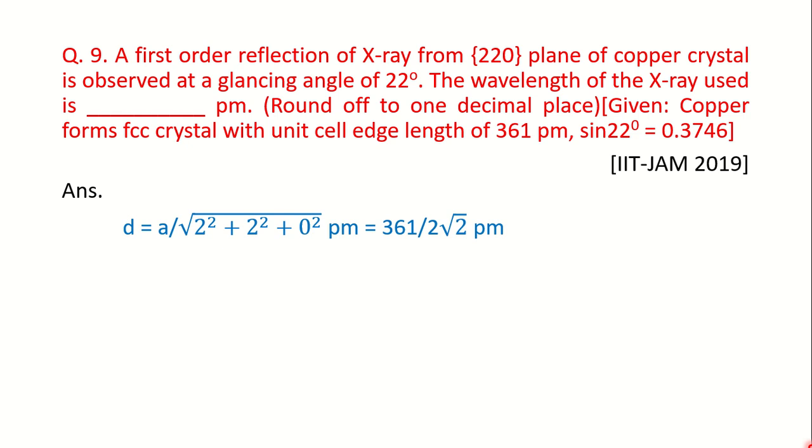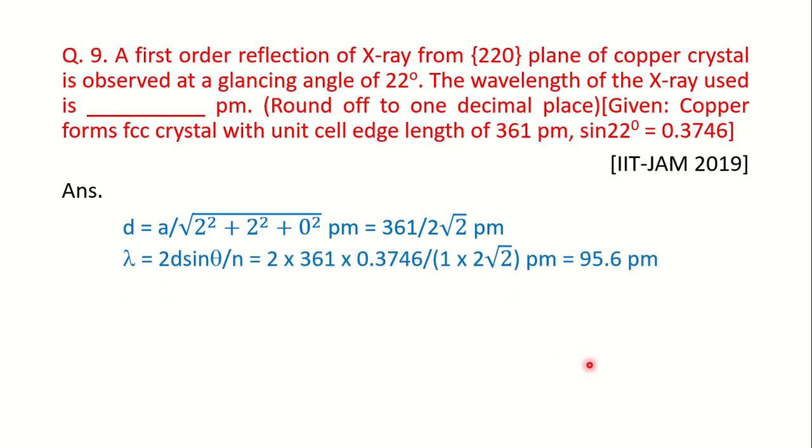First of all, let's calculate the value of d, which is a over root over h square plus k square plus l square. We know the plane is 220 plane, therefore put the value 2 in place of h, 2 in place of k and 0 in place of l, and the result would come in picometer unit, because you are putting the value of a in picometer unit, which is 361 picometer. Therefore the value of d is 361 divided by 2 root 2 picometer.